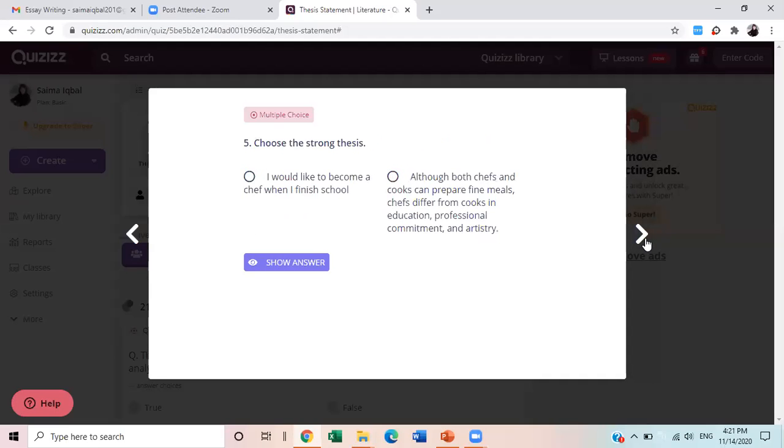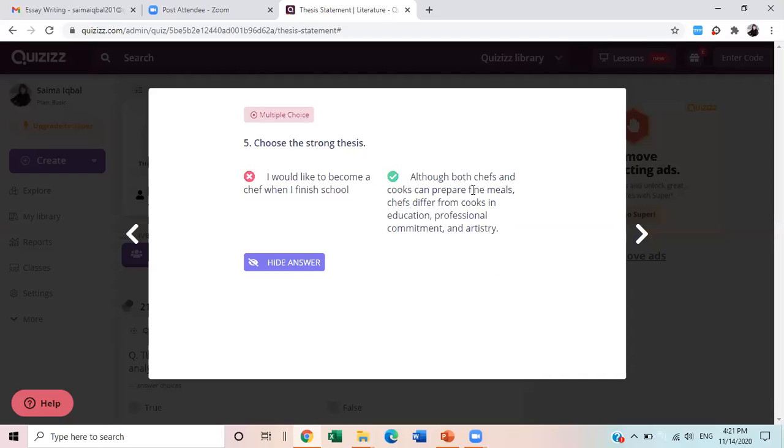Choose the strong thesis. There are two examples. Which one is an example of a good thesis? I would like to become a chef when I finish school. Or: Although both chefs and cooks can prepare fine meals, chefs differ from cooks in education, professional commitment, and artistry. Which one is a good thesis statement? Number two, excellent, excellent.